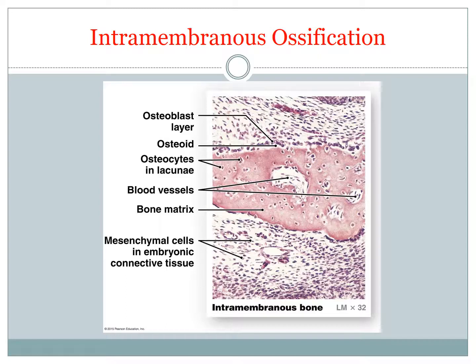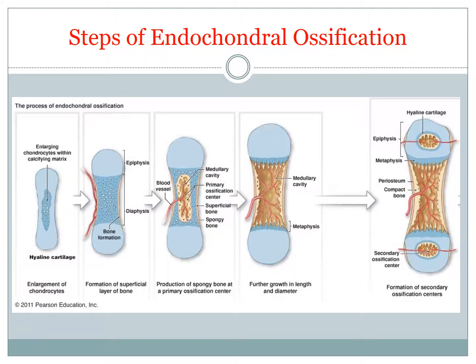And here you can see the osteoblast layer, the osteoid, the osteocytes and the lacunae, as well as the blood vessels, bone matrix, and mesenchymal cells. Endochondral ossification is shown here. Endochondral ossification is how most bones of the body are formed, and it uses a hyaline cartilage model.